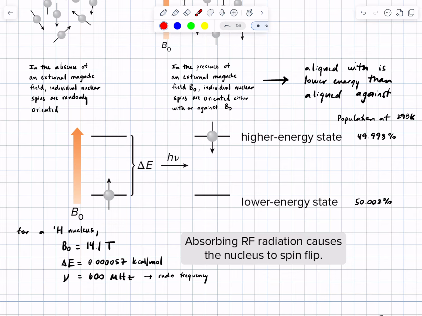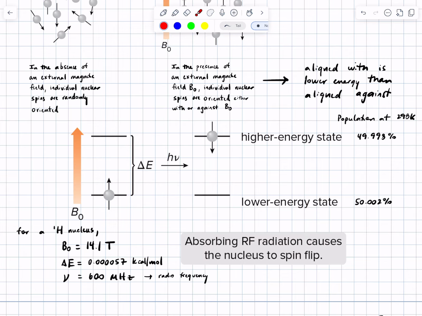But then also remember that if you have the right frequency of light, which is going to be radio frequency, about 600 megahertz, you can excite an individual hydrogen nucleus from being aligned with the field to being aligned against the field. And anytime you have a frequency that can excite some kind of transition, you've got a method for spectroscopy.